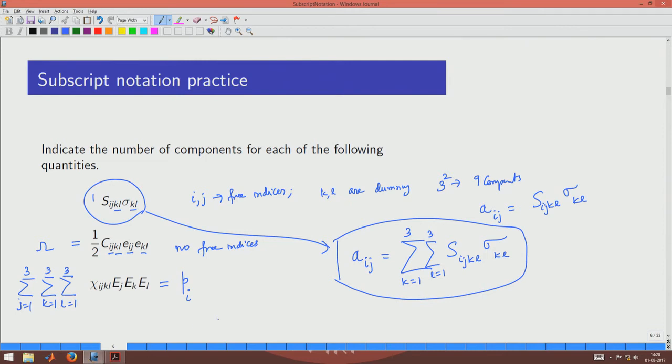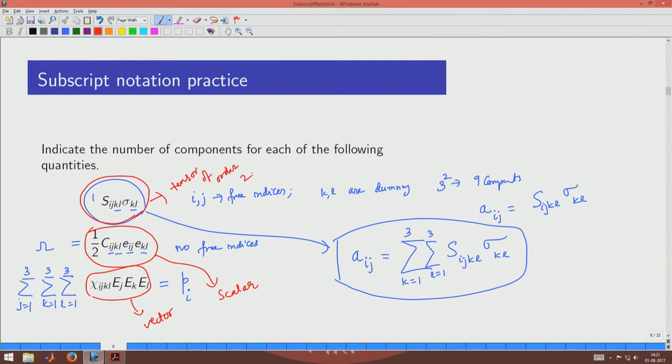So, you could see that here is a situation where this expression is actually a vector, this expression is a scalar, and this expression is a tensor of order 2. So, you can generate vectors, scalars and tensors of any order by using subscript notation, which takes into account multiple components, and choosing some as free indices and some as dummy indices, you could generate these expressions.